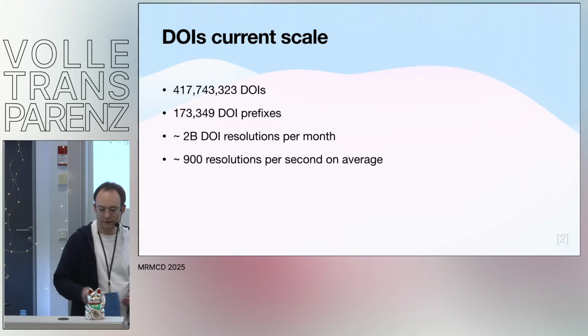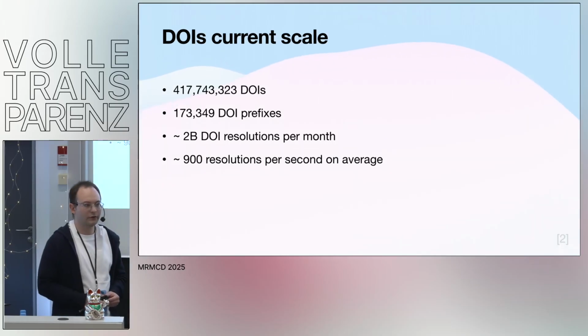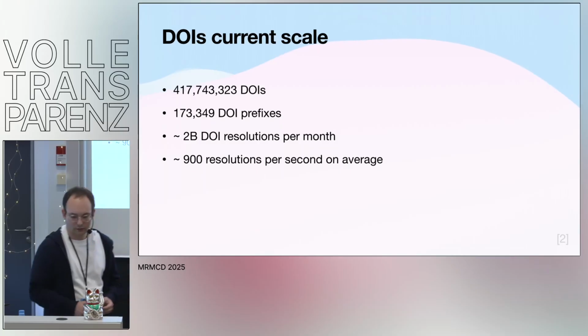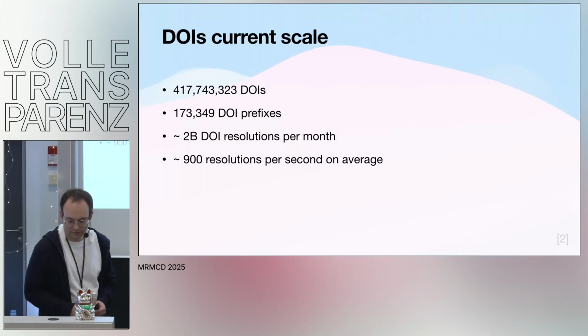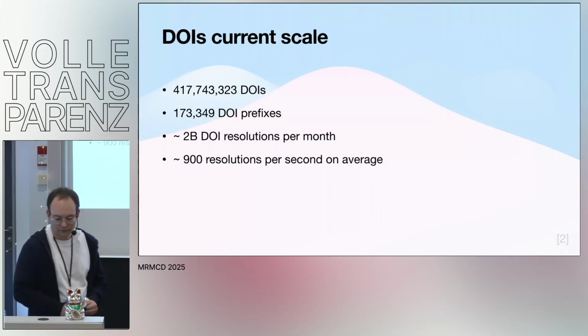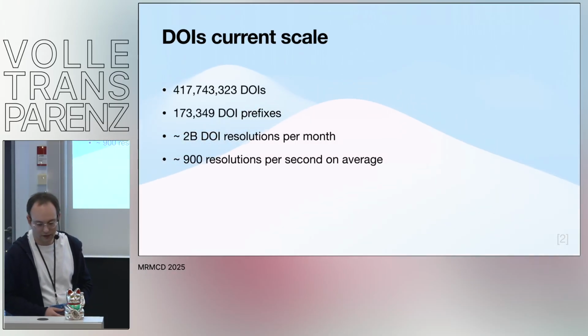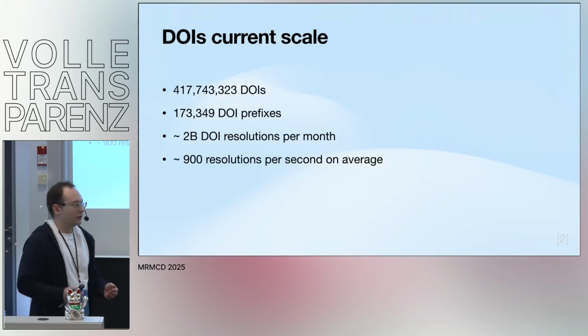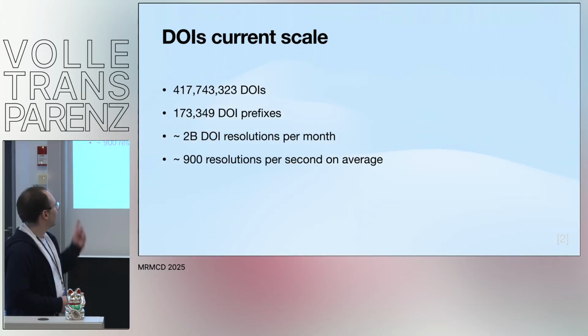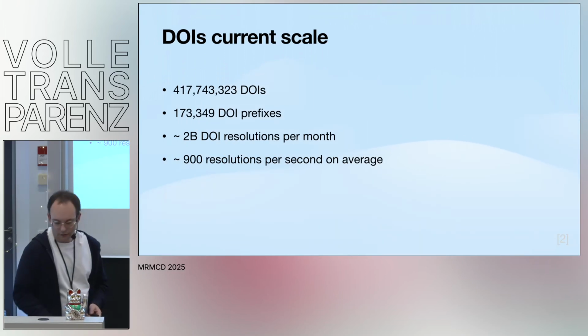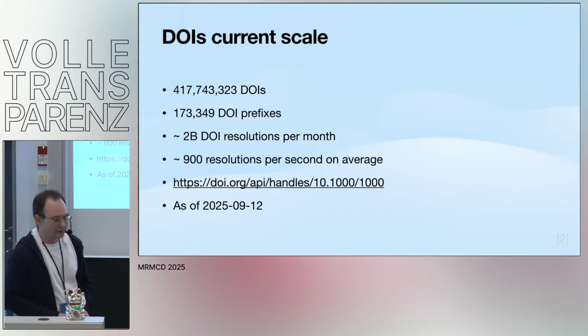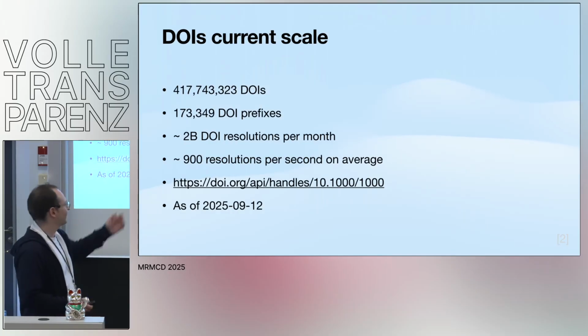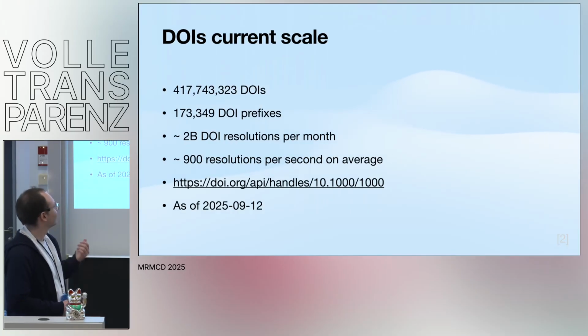And to also show you how big DOI currently is, there are around 400 million DOIs in existence and around 170,000 DOI prefixes, and there are around 2 billion DOI resolutions per month. I checked the data yesterday, and on average 900 resolutions per second are being performed. And this data actually has a DOI. You can look it up. It has this DOI, and there you have just a JSON where you can see all this data.